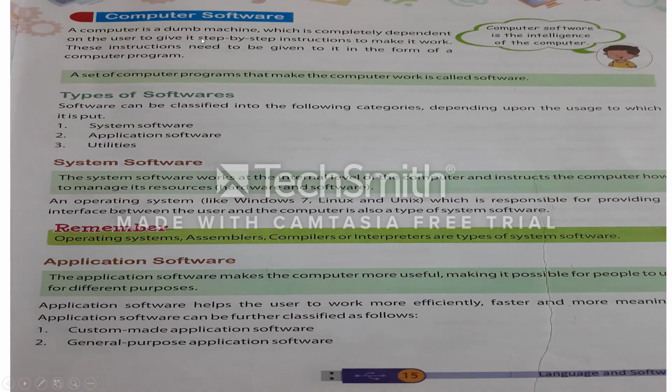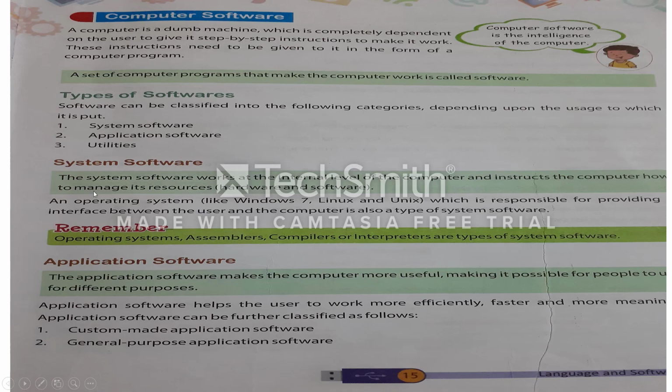Fine. Now children, the next topic we have is computer softwares. Now children, there are usually three types of software. One is your system software, application software and utilities. Okay, so children, system software are actually the softwares which work at the internal level of the computer. That means what is going on inside the computer. Okay, like the operating system.